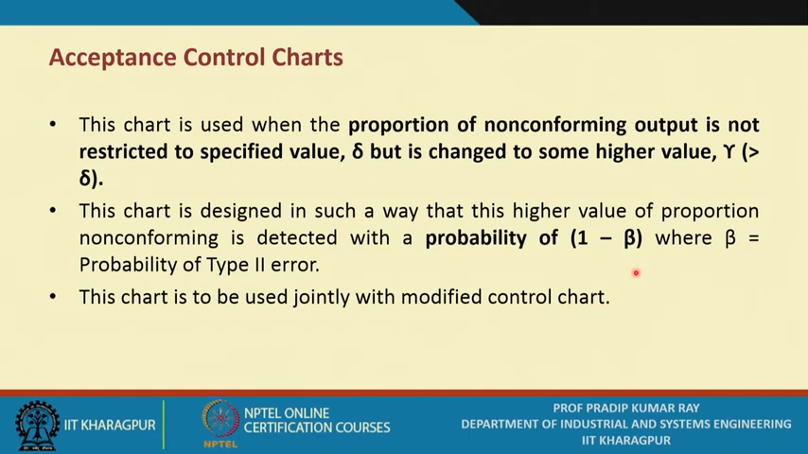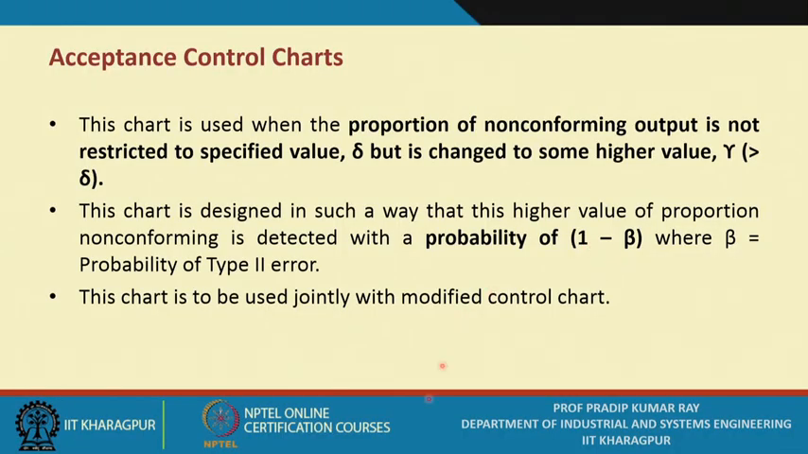Next, suppose delta changes to gamma. For example, delta is 1%, but because of some reasons you are getting a value of say 3% proportion non-conforming. Whether you are able to detect this change in the proportion non-conforming as quickly as possible, for this you need to use acceptance control charts. So I think it is clear that you know the specific reason for which the acceptance control chart is used.